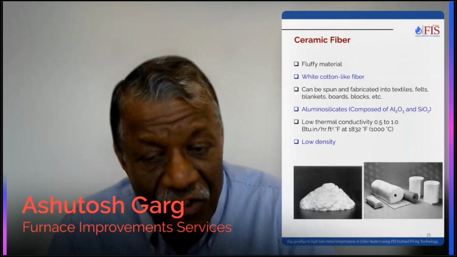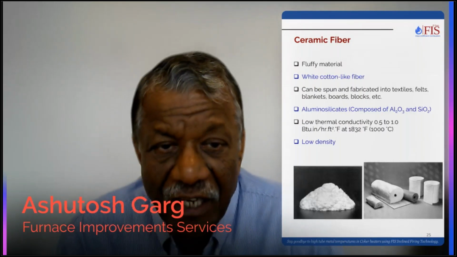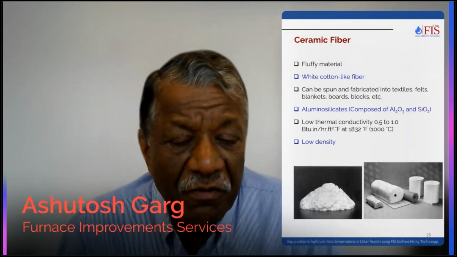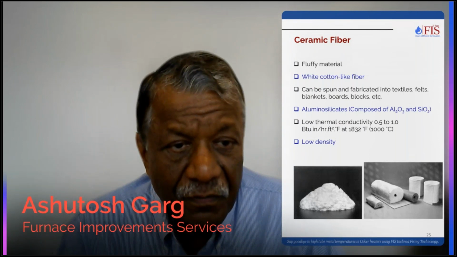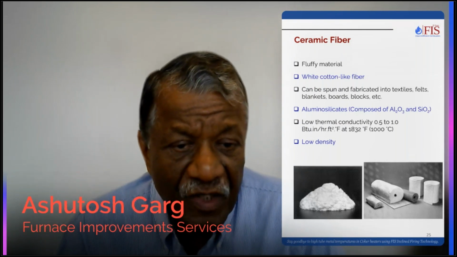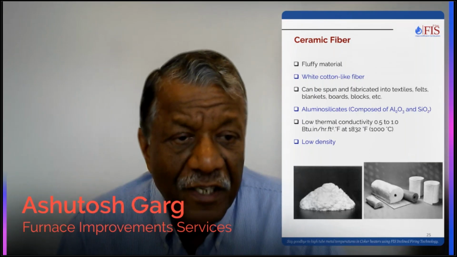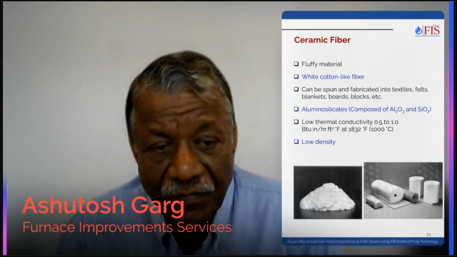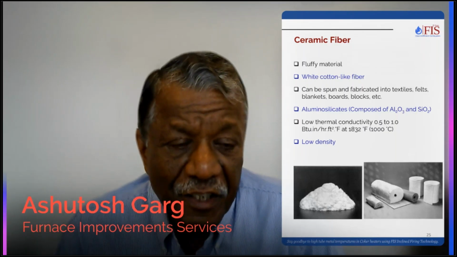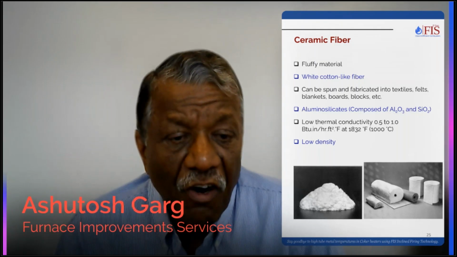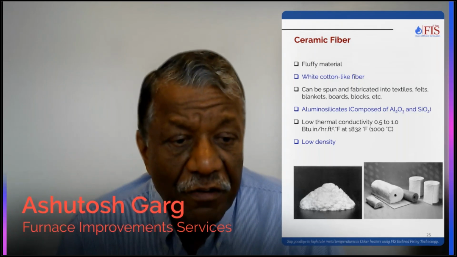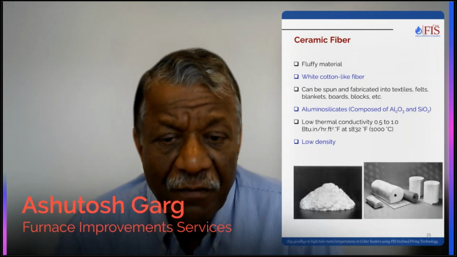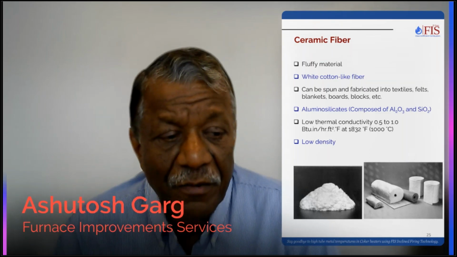Second material, which is a recent material. I mean, not so recent. It, I think, came out in the 1950s or 60s. Ceramic fiber is almost like cotton, and it's made out of aluminosilicates. The good thing is it has a very low thermal conductivity as compared to castable and bricks, and that also has a low density. And because of the form, it also absorbs a lot of noise. So heaters which are lined with ceramic fiber are a lot quieter as compared to heaters which are lined with castables.